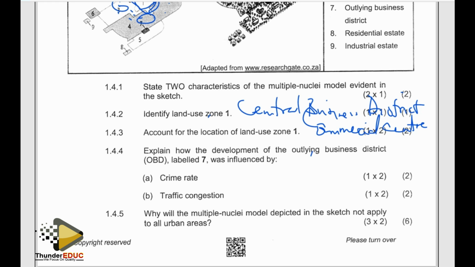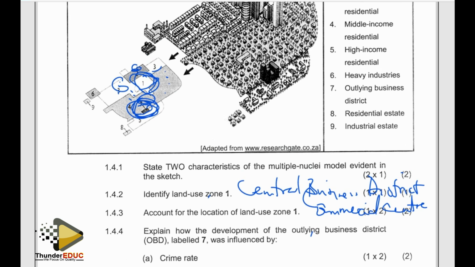We are relating them to the development of the outlying business district. So when we are explaining here, we are trying to figure out how this problem, this urban issue, contributed towards the establishment of this outlying business district which we find here. There is now an area which has got some commercial activities which are also provided in the core CBD there, but now these ones are in the outlying area. This one is in the outlying region.